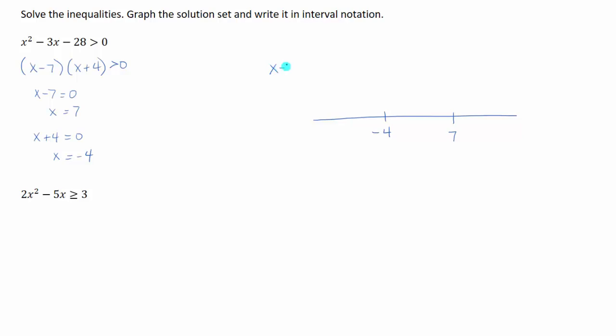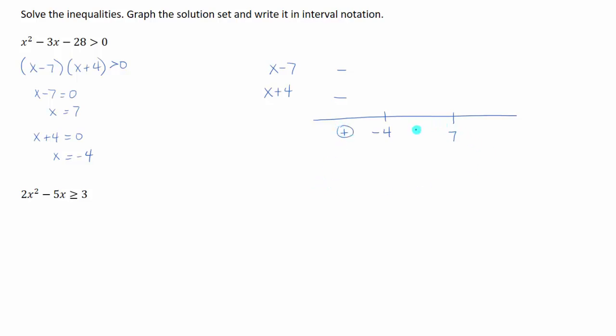Let's list our factors that occur, and then we'll test our 3 intervals. So testing something over here, I might test a negative 5. Negative 5 minus 7 is negative. Negative 5 plus 4 is negative. And a negative times a negative is positive.